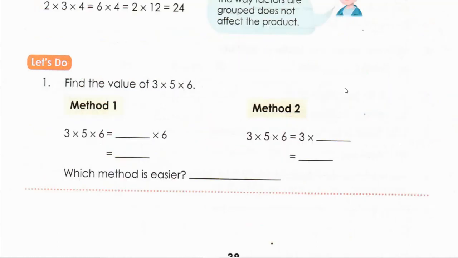Let's do the first one. 3 into 5 into 6 is equal to, this is all very simple. We'll first multiply these two. 3 into 5, 5 times is 15. So 15 into 6. 15 6 times is 90.